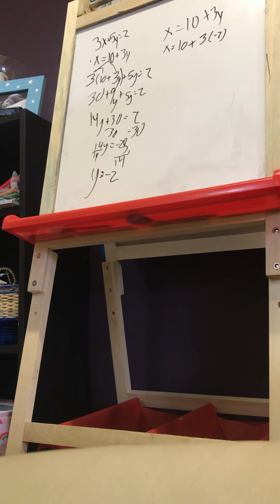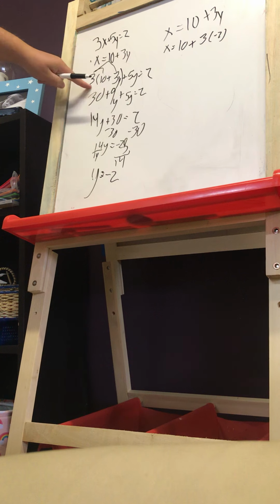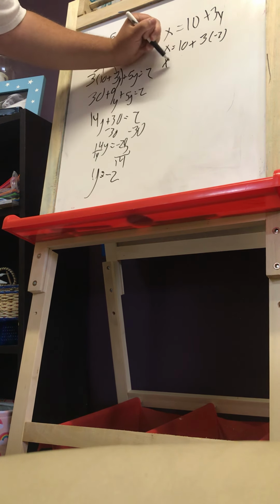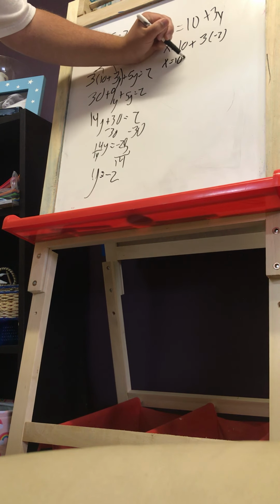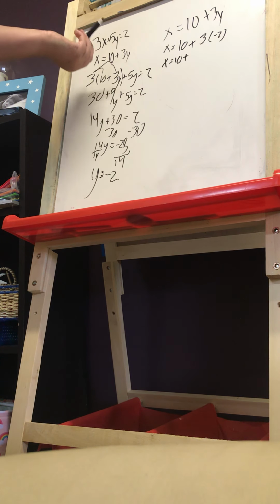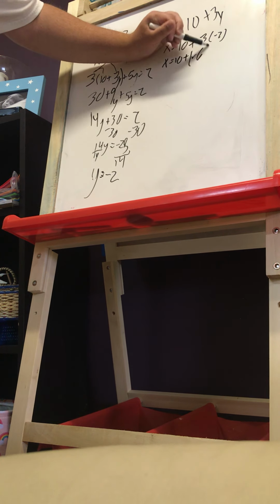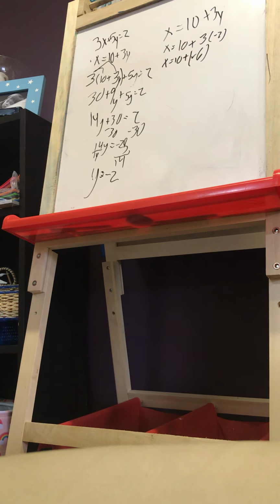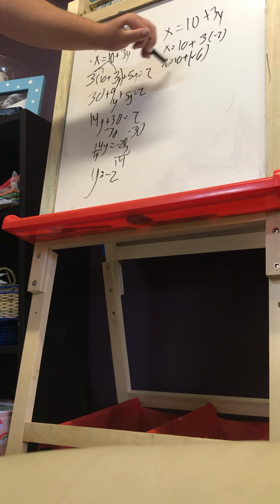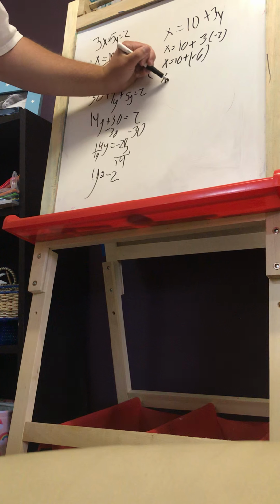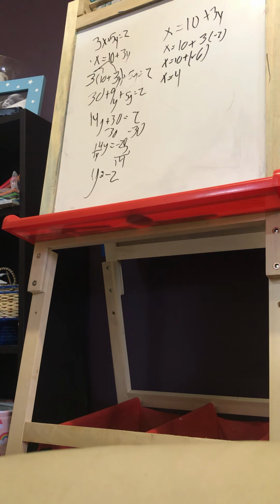Now, since there's brackets like this one, we will be multiplying into that bracket. That will be equal to 10 plus, or plus in brackets, just so that you know it's a negative number, negative 6. Now 10 minus 6 is equal to 4. And we have no addition or subtraction or multiplication left. So that means you will be left with x equals 4.